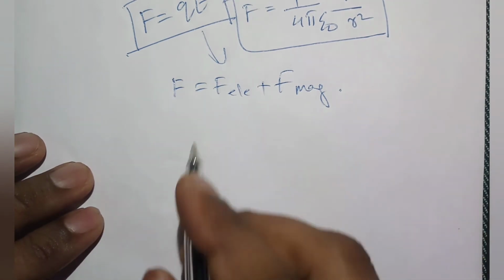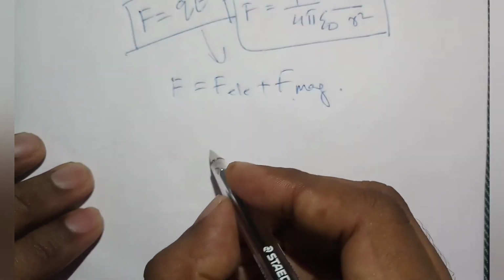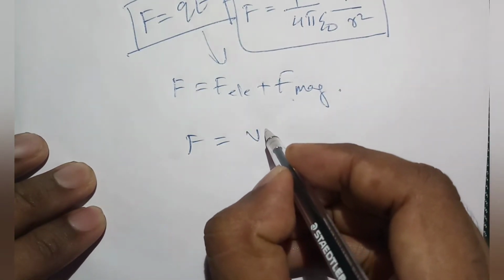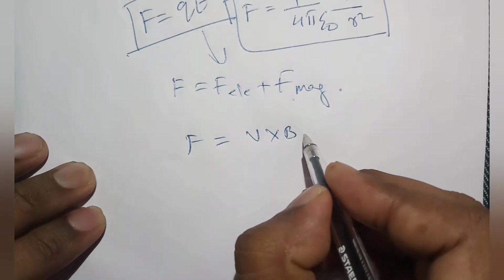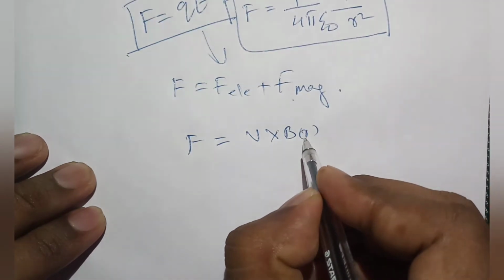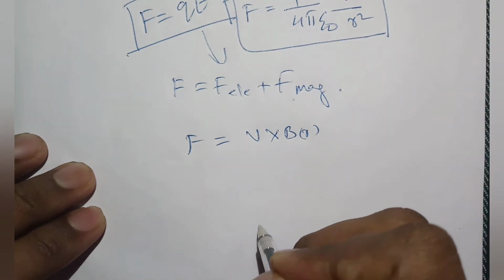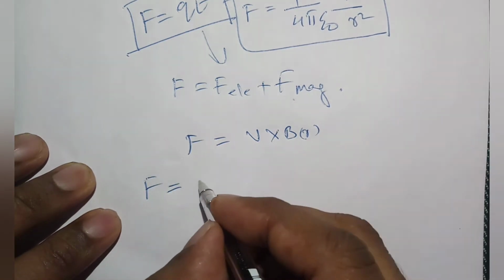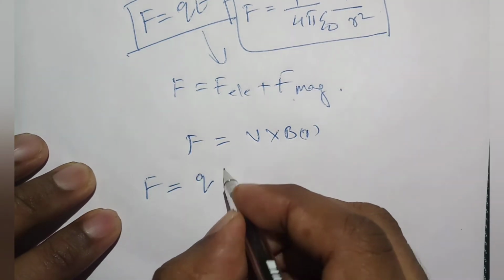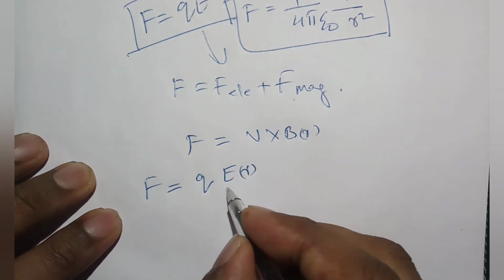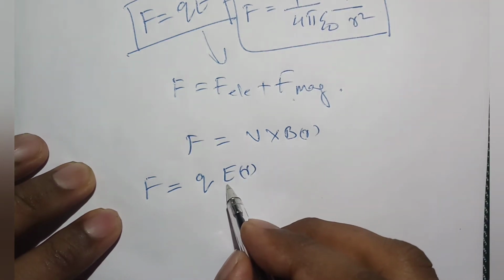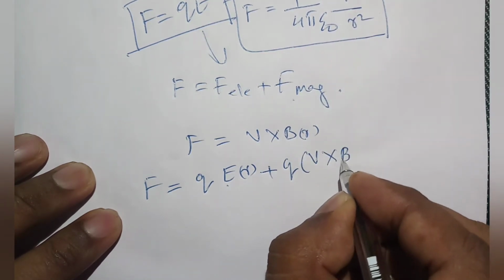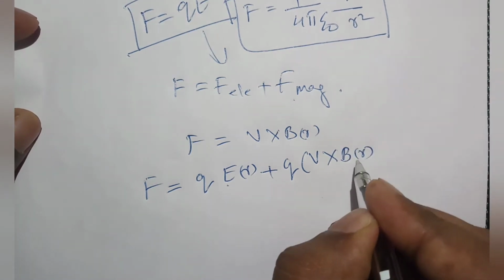So when you write this together, due to magnetic field, the force is given by F is equal to q V cross B. This B is the magnetic field. It is depending on the position. That's why I will write B of R. Or if you add these two together, we can write F is equal to Q into E of R. I am writing E of R because at different positions the electric field can be different. Plus Q into V cross B. This is also depending on the R value.